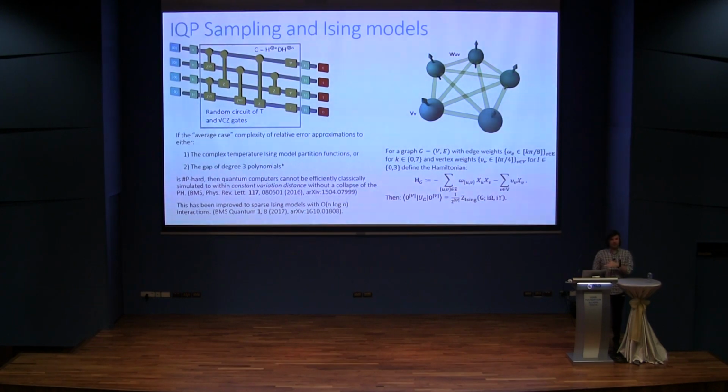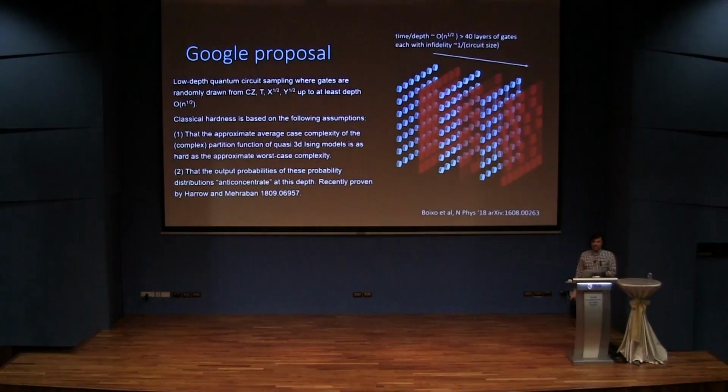And then what you can show is the output circuit amplitude for such a model looks like the partition function, or complex temperature partition function, of such an Ising model, where V here is the number of vertices in the graph. So this isn't dramatically complicated in the case of IQP circuits. You can quickly work out that this is what you get by just evaluating what that circuit amplitude looks like.